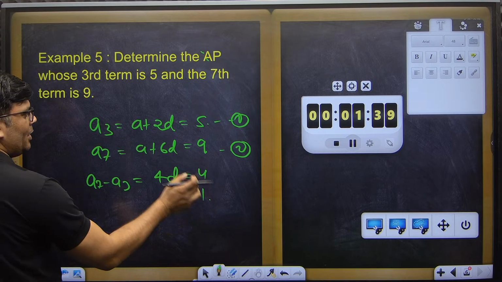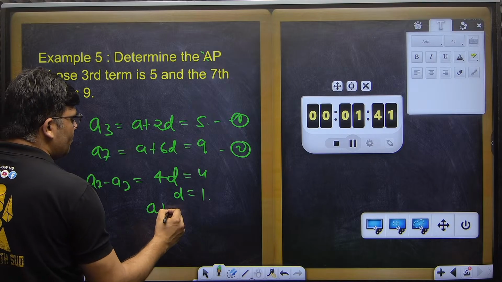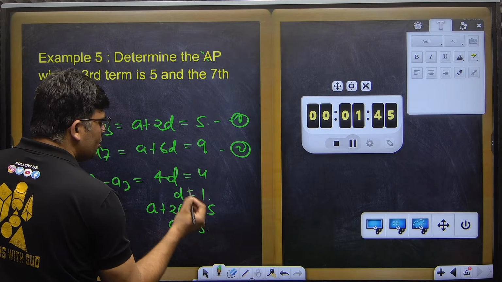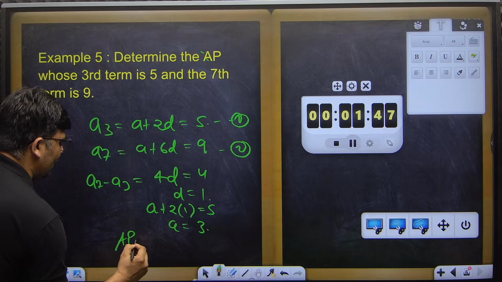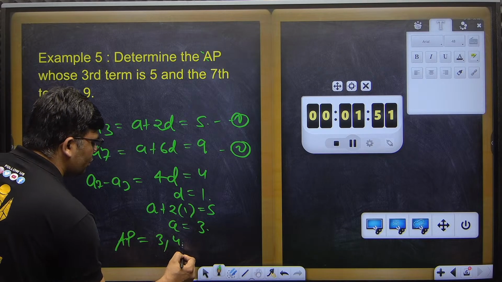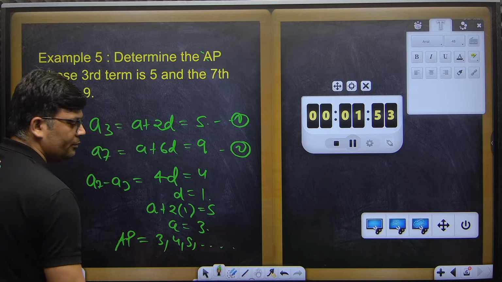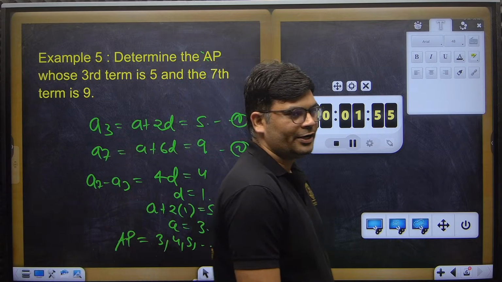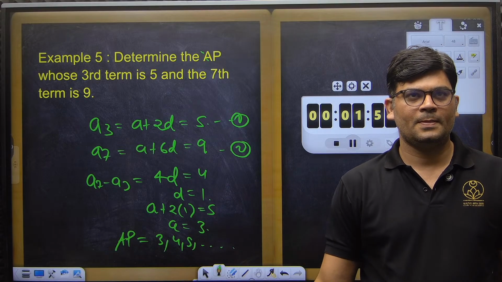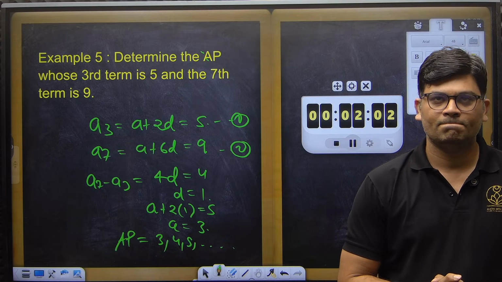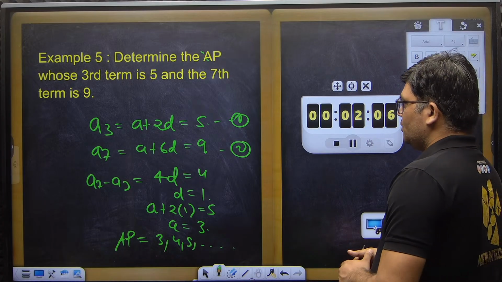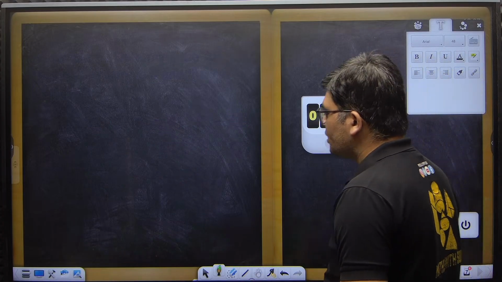Substitute this value in the first equation. So A plus 2 times 1 is equal to 5. A will come out as 3. So you will write AP is equal to 3, and the common difference is 1. So 3, 4, 5, and so on. This is how you have to write. Is it clear to everyone? Let's move on to the next question.